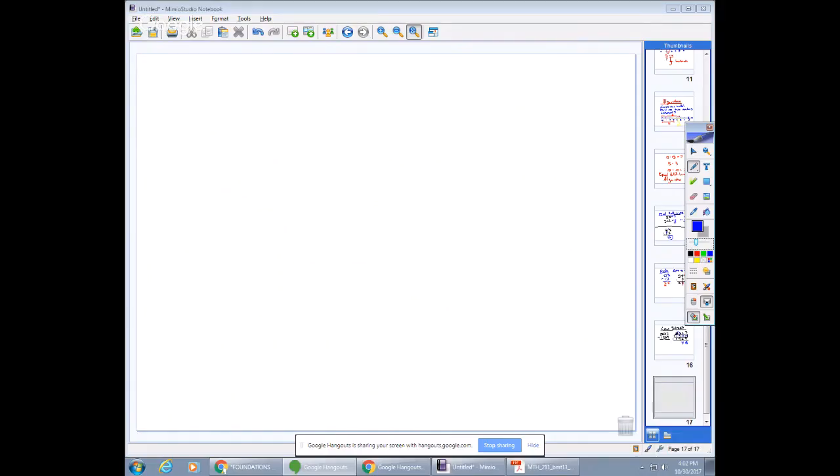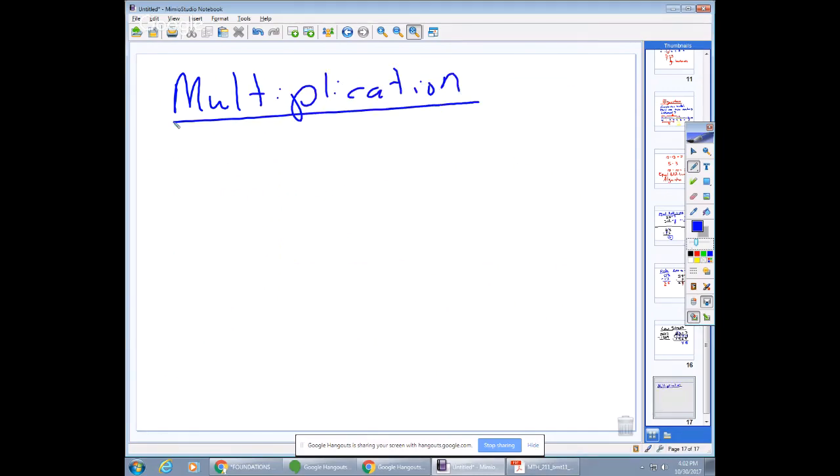Right, so let's play with multiplication. So the first thing we've got to figure out is what's the meaning of multiplication.